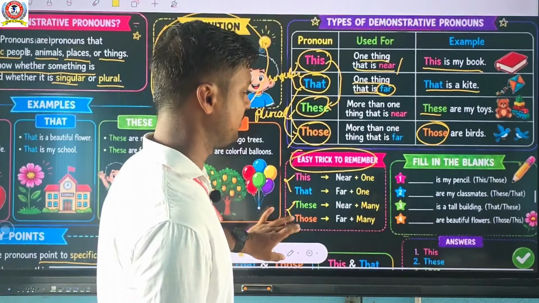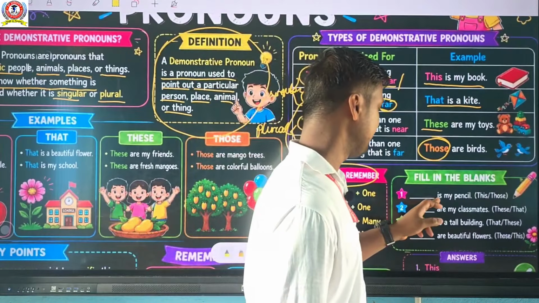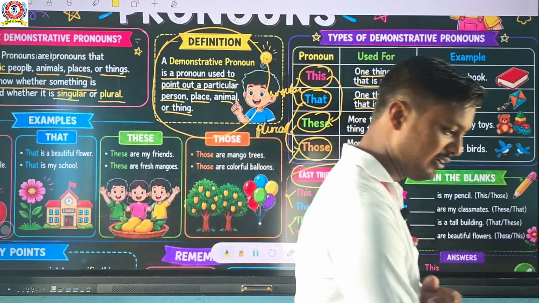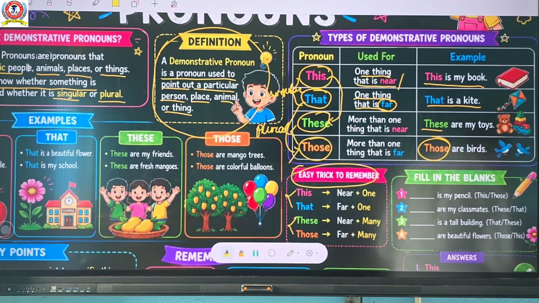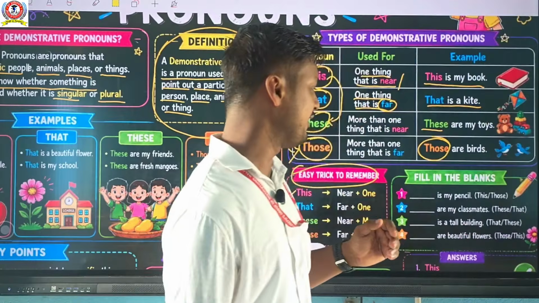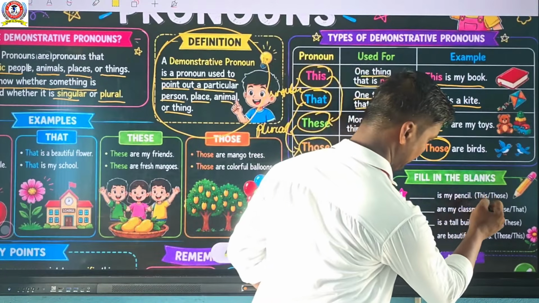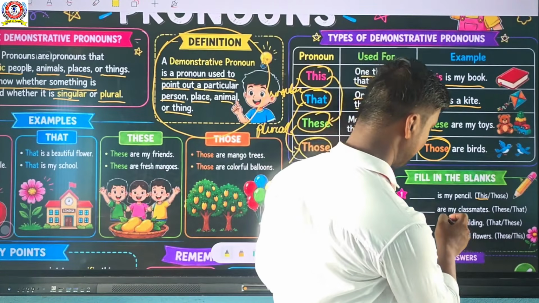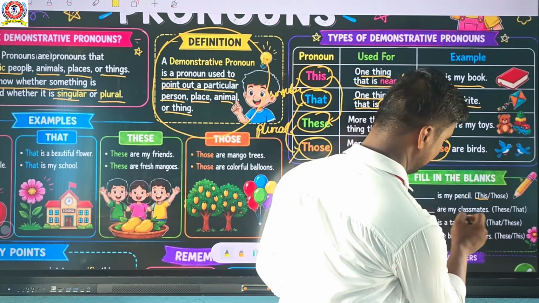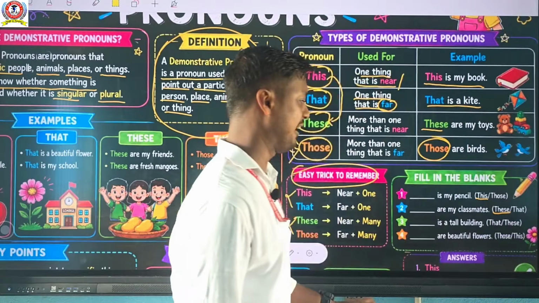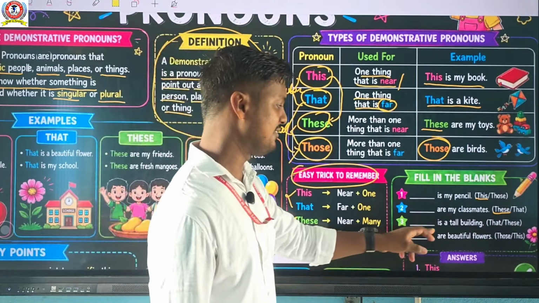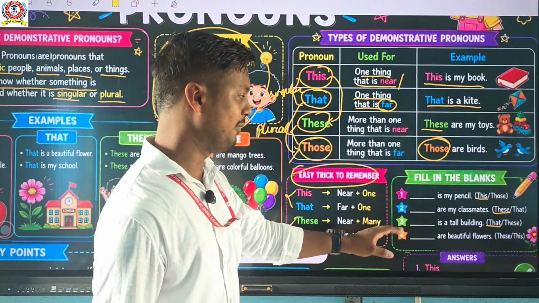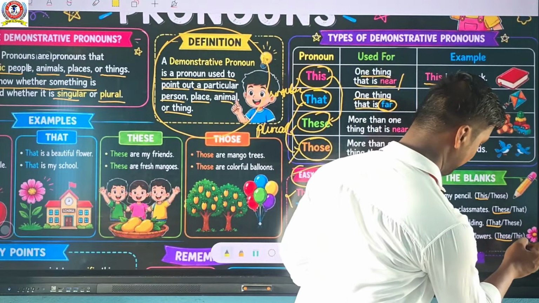So I have some questions for you. Dash is my pencil. What is the answer? Who can say? This. Okay. And dash are my classmates. These are my classmates. Dash is a tall building. That is a tall building. Dash are beautiful flowers. Those are beautiful flowers.